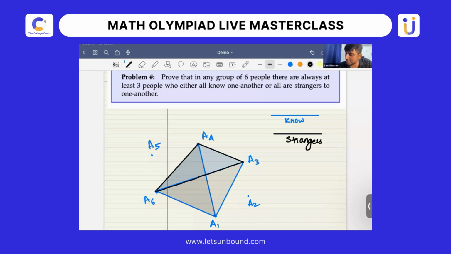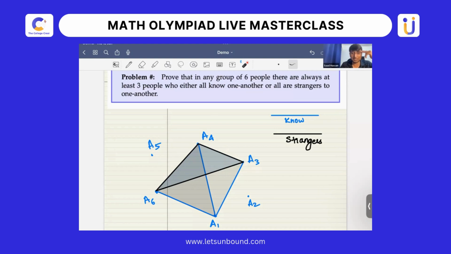So you might be tempted into saying, what if A3 and A6 are joined using the color black? Well, in that case, I'm going to ask you to consider the triangle A3, A4, and A6. And you can see that this is all black. Since this triangle is all black, it means that A3 and A4 do not know each other, A4 and A6 do not know each other, and A3 and A6 do not know each other. Which means that we have proved the proposition, right?